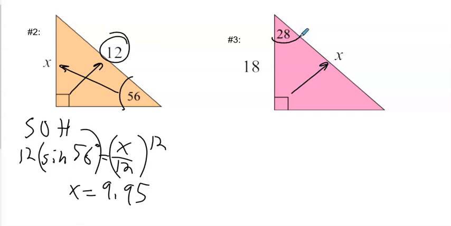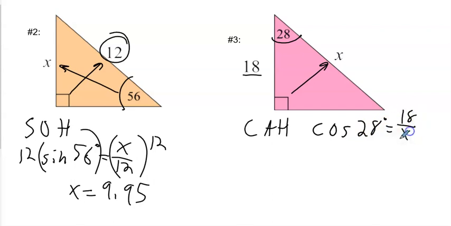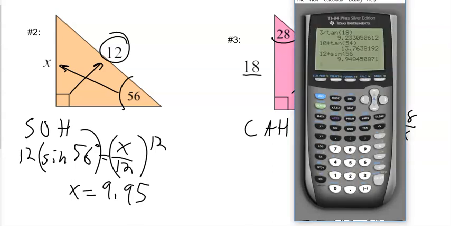All right, hypotenuse. Here's my angle. This is the adjacent. That's cosine. Adjacent over hypotenuse. So, cosine of what degree? 28 degrees equals adjacent over hypotenuse. When x is on the bottom, I switch. So I'm going to do 18 divided by the cosine of 28. 18 divided by cosine 28. 20.39.